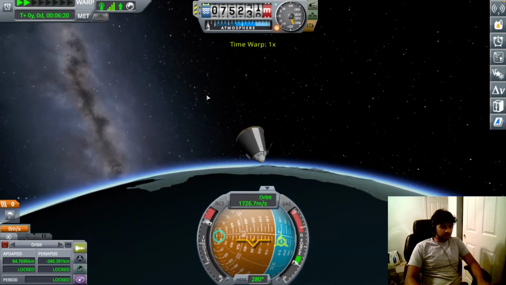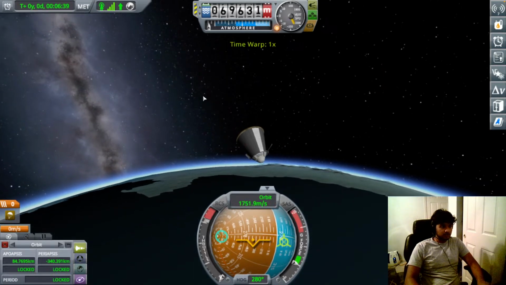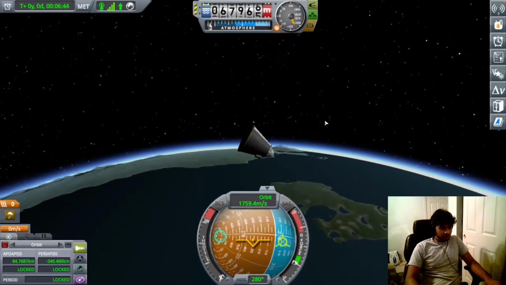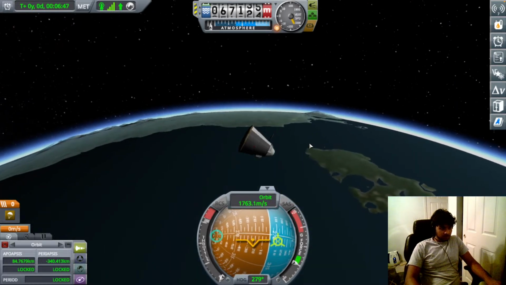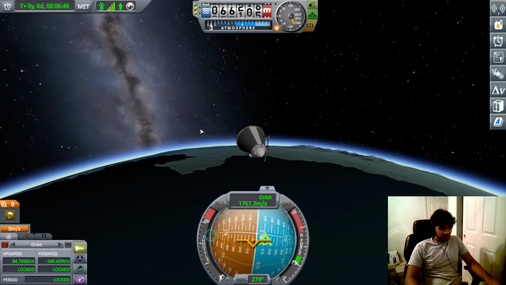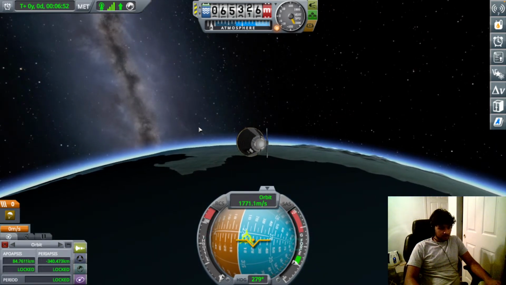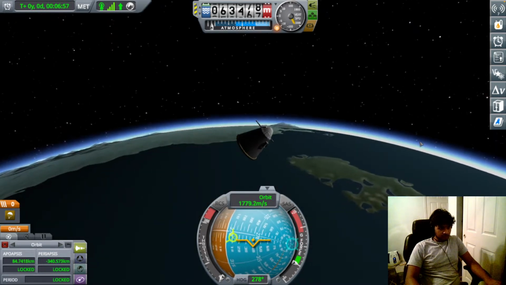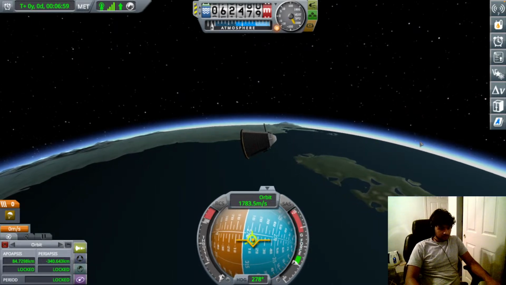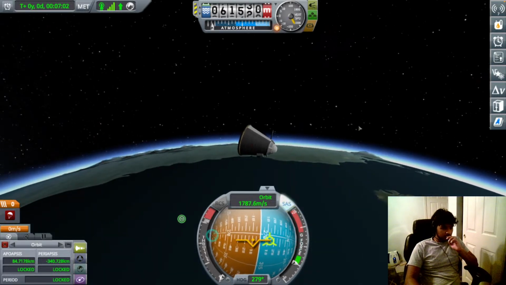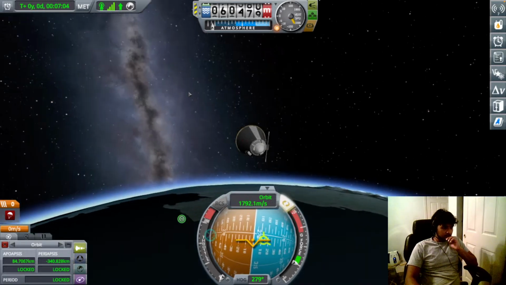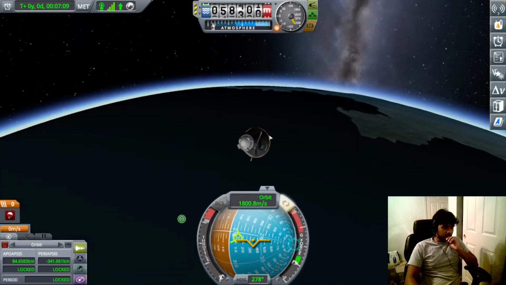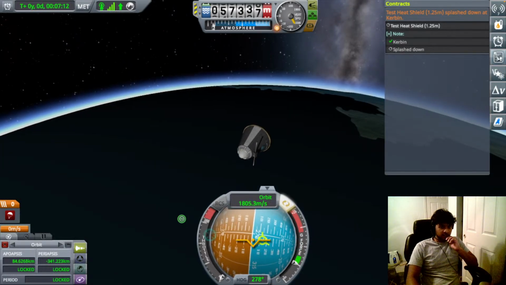So let's go ahead and do a time warp here, coming into re-entry. So yeah, we're coming into re-entry here. Let's see if we have, okay. So we're regaining some atmospheric control here. Let's go ahead and reposition ourselves in our prograde angle. There we go. So we're coming in here to our prograde angle, and we have our mission contract also.